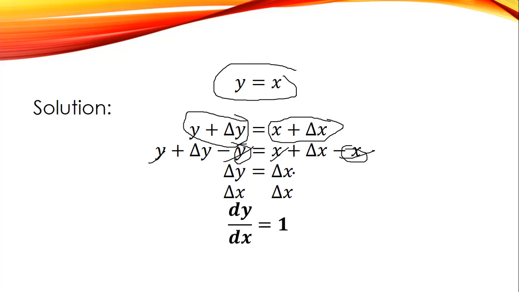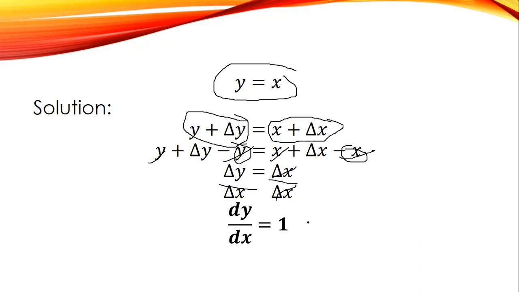After this, we will be dividing both sides by delta x. So delta x over delta x is equal to 1. Therefore, the derivative is equal to 1. So kung ganito lang naman yung function natin, madali lang siya. Pero how if the function is more complicated? So mas mahaba yung magiging solution natin.